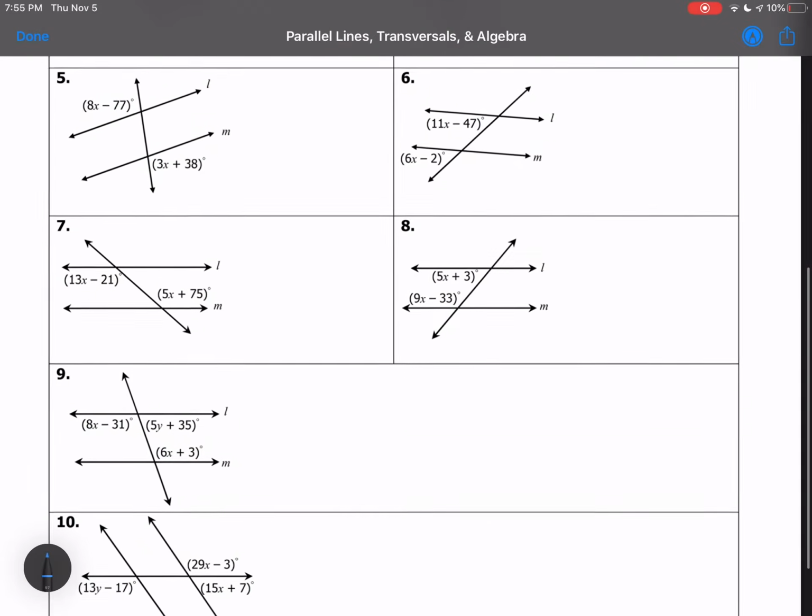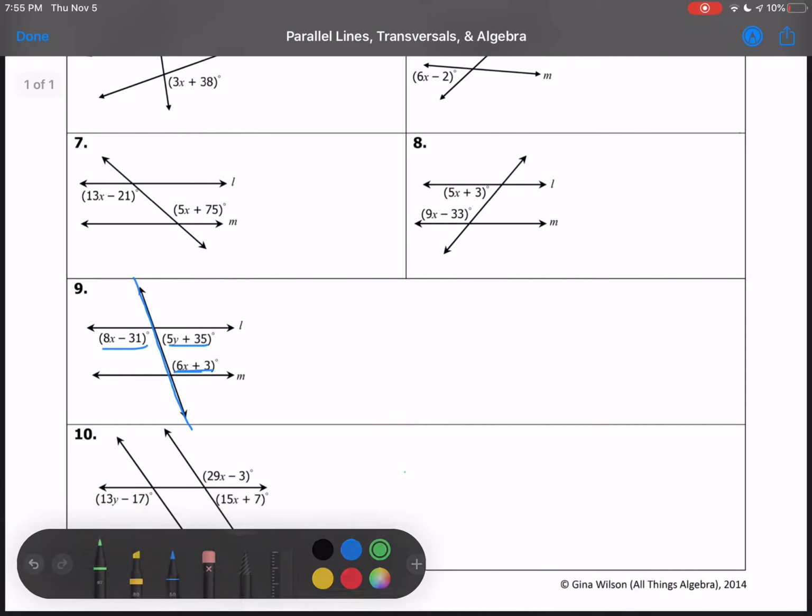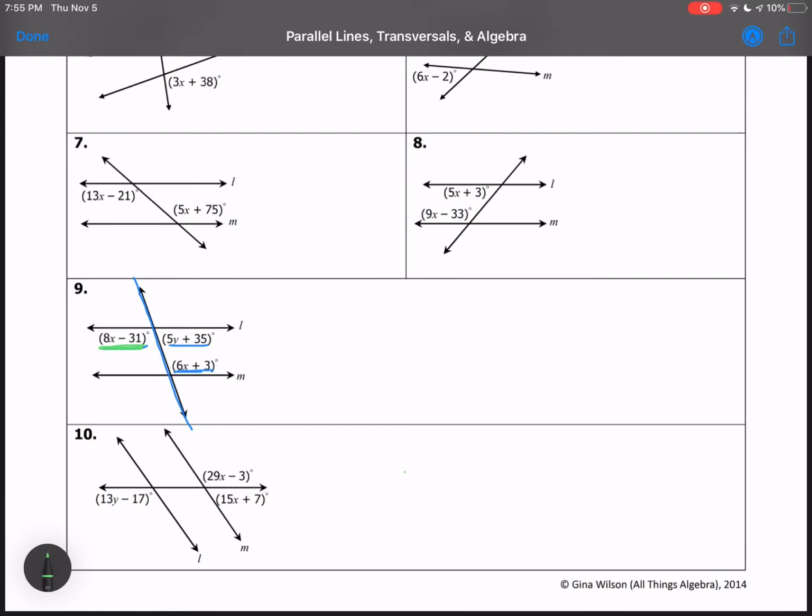Now I'm going to jump ahead to number 9 because number 9 has 2 variables. So I wanted to show you an example that has 2 variables. So in this picture here for number 9, again we have L is parallel to M. And then we have our transversal cutting through right here. And so we have one angle that's 8x minus 31, one that's 5y plus 35, and one that's 6x plus 3. So to start this problem, I want to figure out the angle relationship between the two angles that have the same variable. So I'm going to look at 8x minus 31 and 6x plus 3 and figure out the two angles' relationship there.